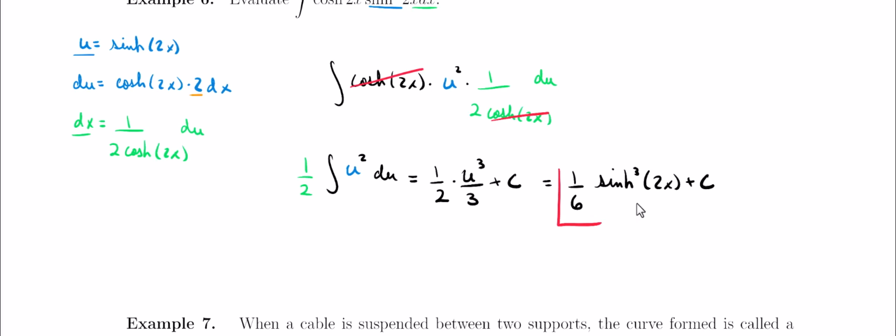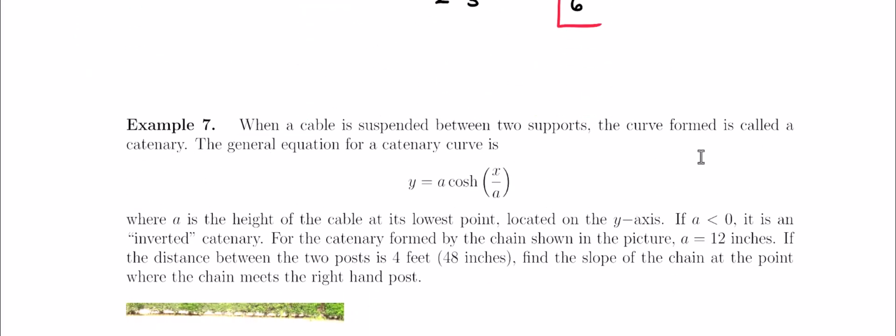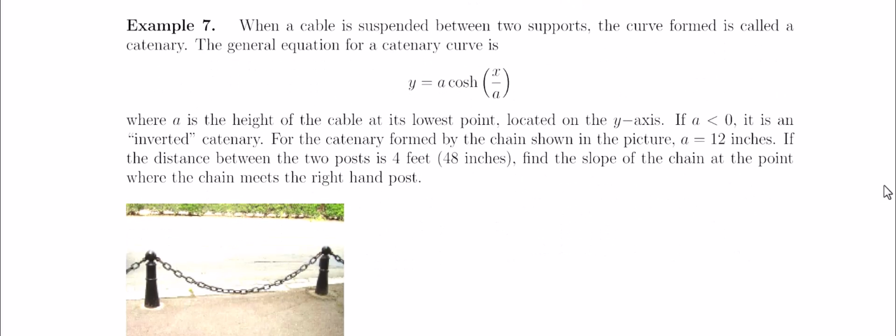Okay, so now let's go ahead and take a look at some applications for hyperbolic functions. So let's take a look here at the problem below. When a cable is suspended between two supports, the curved form is called a catenary. Now, the general equation for a catenary curve is y equals a times the cosh of x over a, where a is the height of the cable at its lowest point, located on the y-axis. Now, if a is less than 0, then it is an inverted catenary.